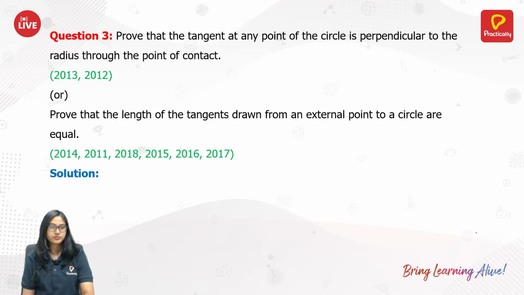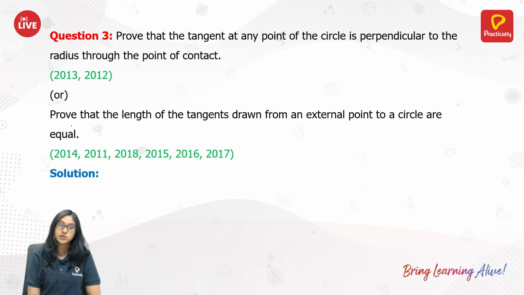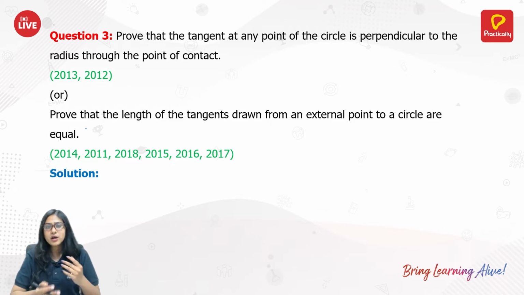Next. Prove that the tangent at any point of the circle is perpendicular to the radius through the point of contact. Or, wait, I'll explain it. Prove that the lengths of the tangents drawn from an external point to a circle are equal. So if you observe, these two theorems are from the chapter circles, and every other year at least one of the questions was repeated, okay? So it's better to solve all the theorems from the chapter circles, okay?